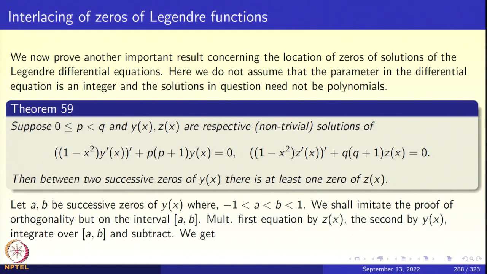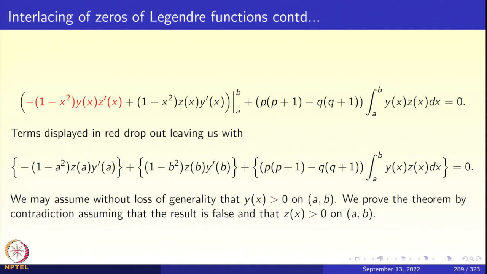Unlike the previous case, these boundary terms will not all vanish because we are not integrating from minus 1 to 1, we are integrating from a to b. Earlier, when we did orthogonality of Legendre polynomials, the integration was from minus 1 to 1, and this 1 minus x squared was responsible for the vanishing of the boundary term. So here the boundary terms will survive, and these boundary terms have been written out when you integrate by parts.